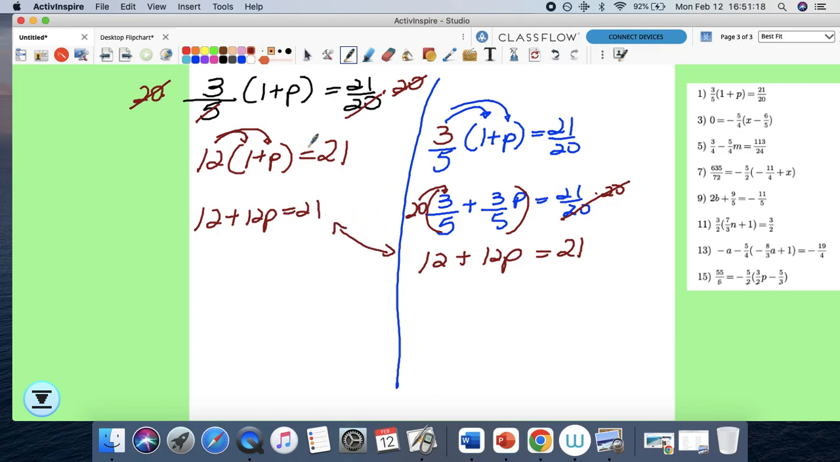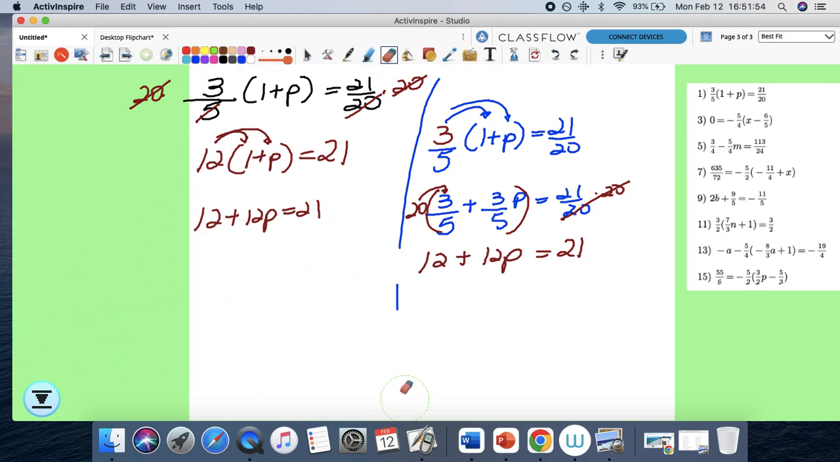So when you had the original problem, which was this 3/5, 1 plus p, which one do you think suits it better to do? Multiply both sides. Sorry, this is 20 over 20. Multiply both sides by 20 right off the bat, right? Multiply this side by 20 and multiply 3/5 by 20. Or do the distributive property first and then multiply everything by 20. Well, it becomes a matter of choice.